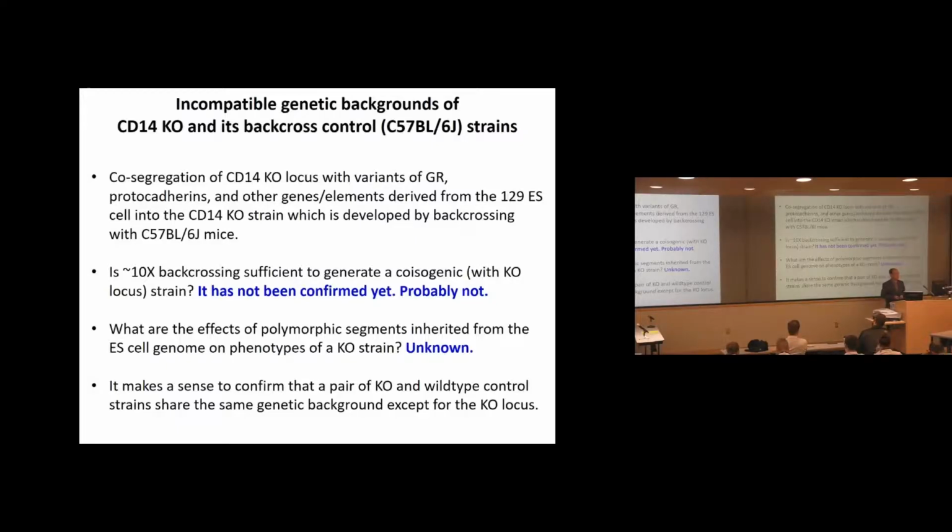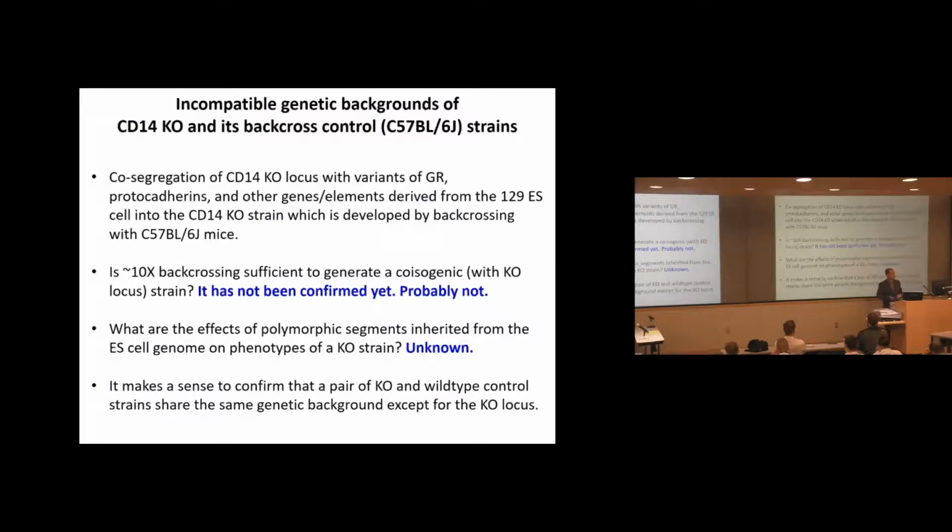And what are the effects of polymorphic segments inherited from the ES cells, like 129 in the CD14 knockout, on the phenotypes of the knockout strain? Nobody studied and nobody confirmed. So when we look at CD14 knockout studies, we attribute all the difference between these 2 strains, knockout and Black 6J, to the function of CD14. But now you saw that there are many different isoforms of genes, not just CD14 but glucocorticoid receptor, protocadherin, and many other genes. How do you know that's the function of CD14?